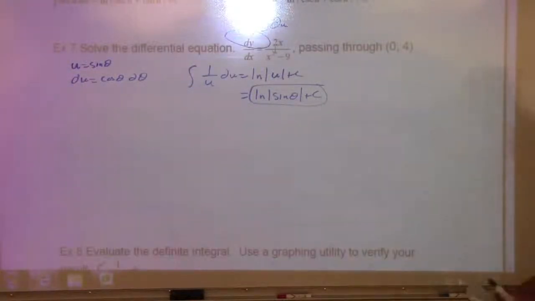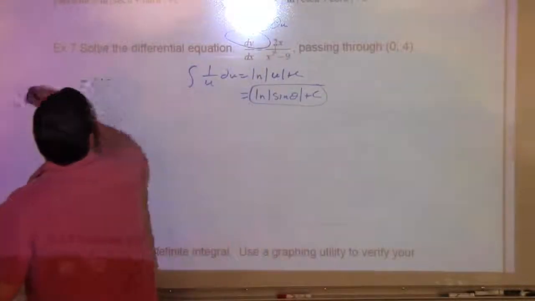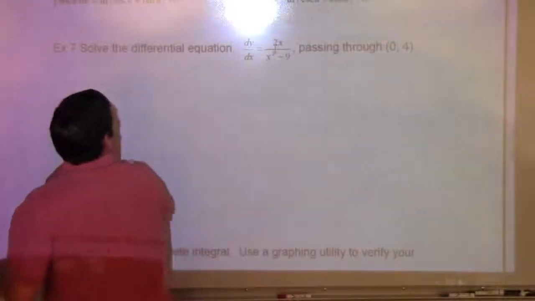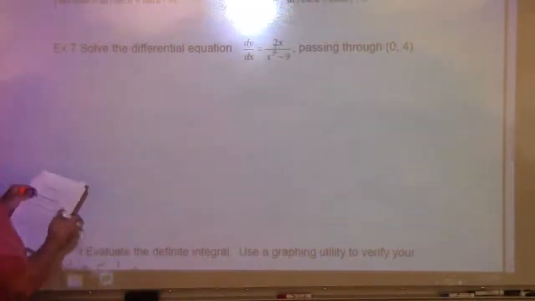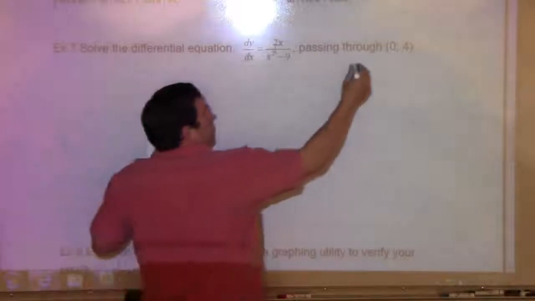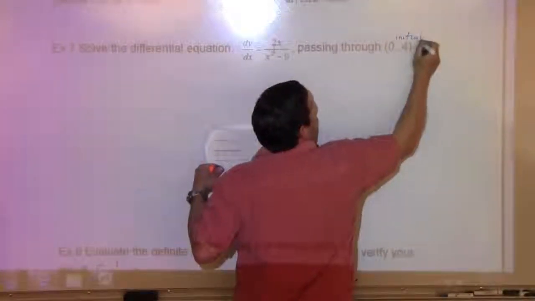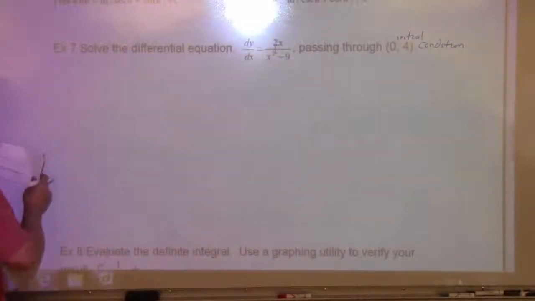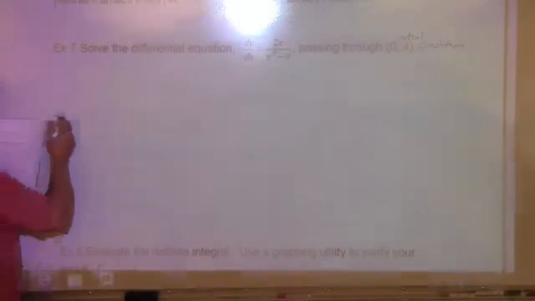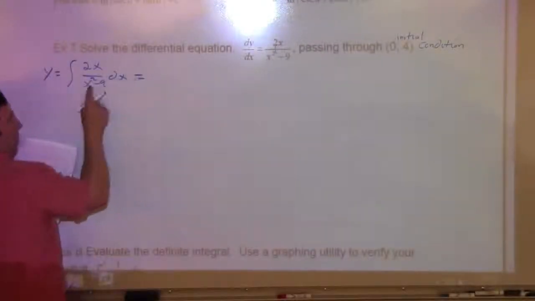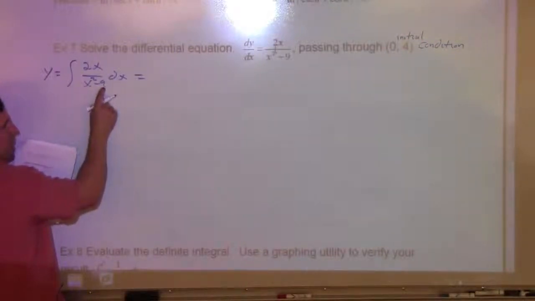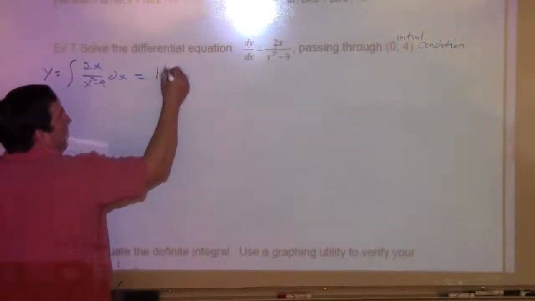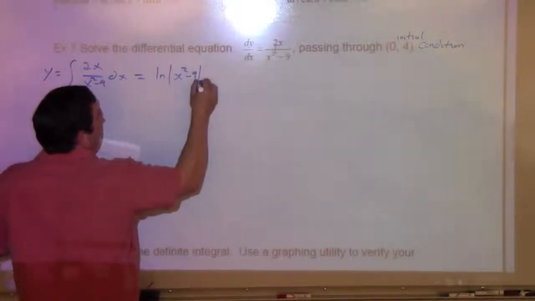Example 7. Solve the differential equation passing through 0, 4. So this is our initial condition. So dy dx equals 2x over x squared minus 9. That means y equals the integral of 2x over x squared minus 9 dx. And now this is my u is x squared minus 9, du would be 2x dx. So this is the natural log of the absolute value of x squared minus 9 plus c.